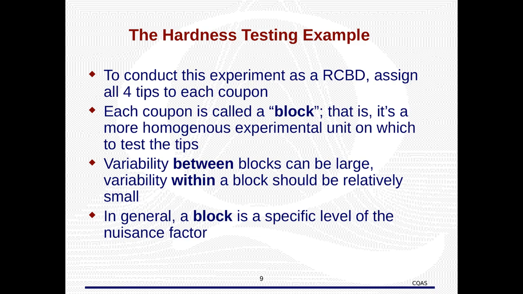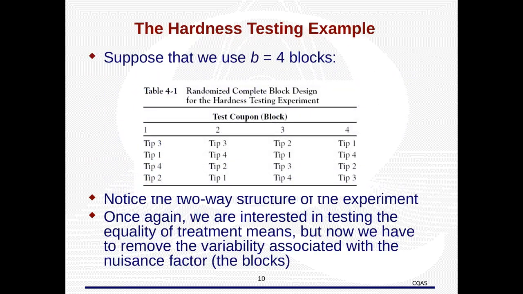This two-way structure, with both tips and blocks as factors, requires us to partition the total variability appropriately when we conduct our statistical analysis. Now we observe the two-way structure that emerges from our randomized complete block design. We have 4 blocks, our coupons, and within each block we apply all 4 tips. This creates a rectangular array of observations where treatments appear in columns and blocks appear in rows.